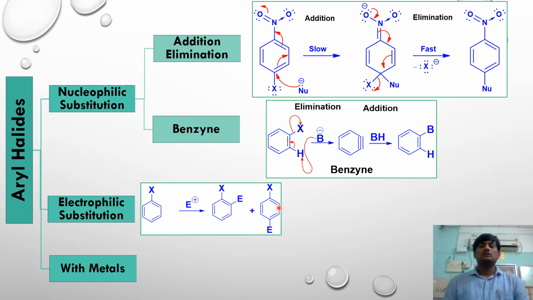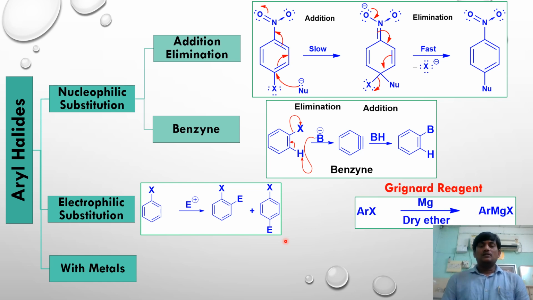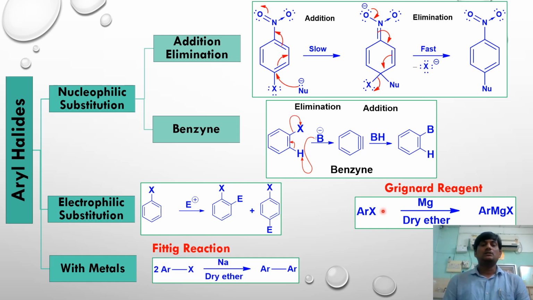And they also react with metals and form organometallic compounds. If you react an aryl halide with magnesium dissolved in dry ether, there is formation of aryl magnesium halide. And they also react with sodium. They form a C-C bond between two aryl groups. This reaction is called the Fittig reaction.